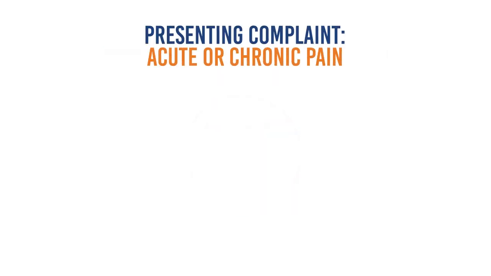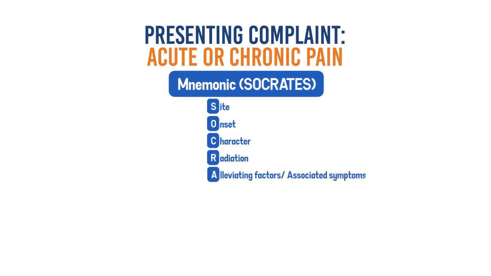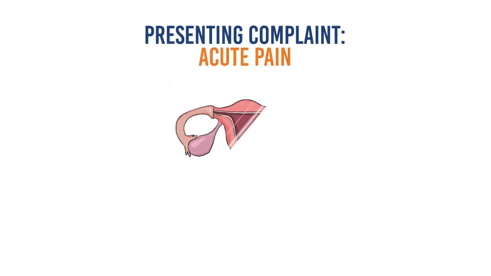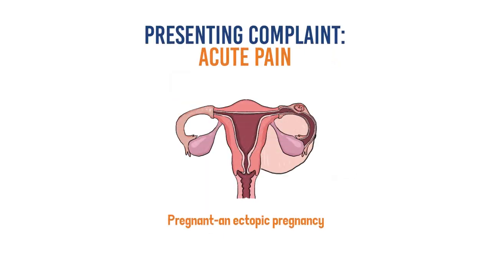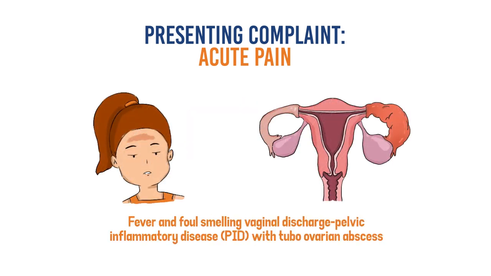There are many possible causes for acute or chronic pain. Investigations into the following aspects should be undertaken for the diagnosis: site, onset, character, radiation, alleviating factors or associated symptoms, timing, exacerbating factors, and severity. Possible causes of acute pain include ectopic pregnancies, and pelvic inflammatory disease with tubo-ovarian abscess, when present with fever and foul-smelling vaginal discharge.